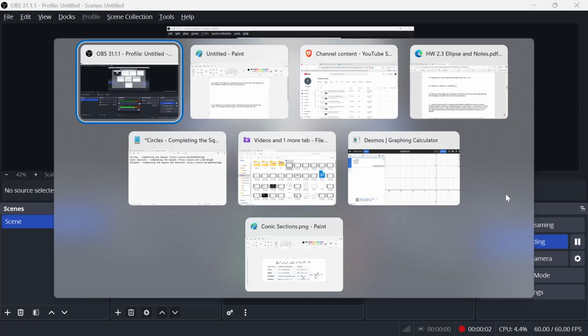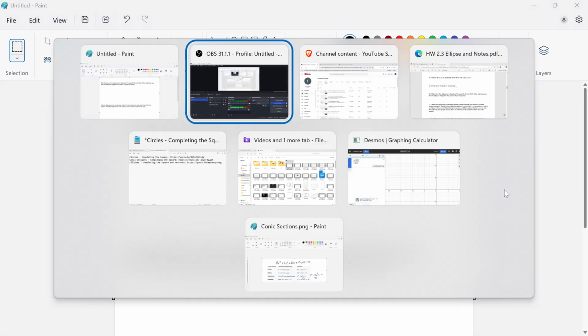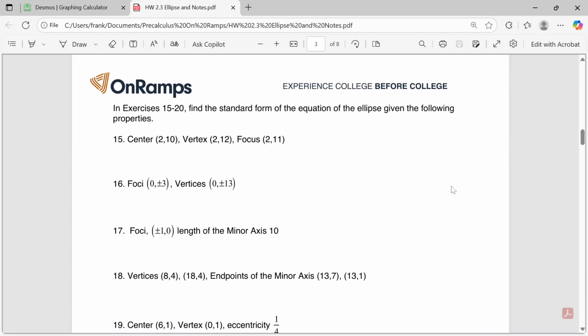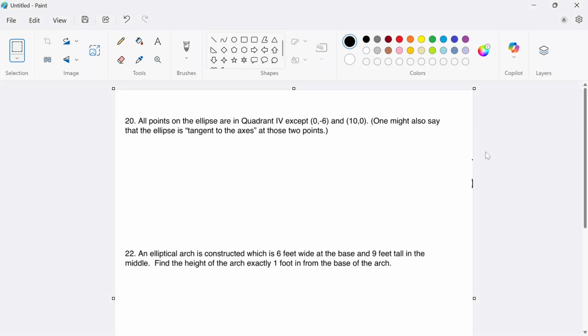Here are some word problems with ellipses. I've got so many things open, I don't know what to do. I'm like the little old lady who lives in a shoe. And the exercise says, find the standard form of the equation of the ellipse given these properties.